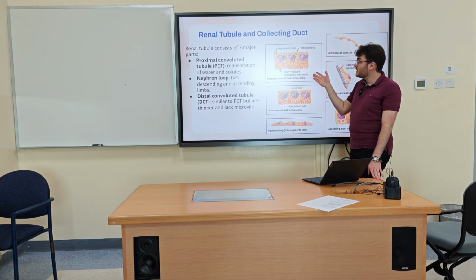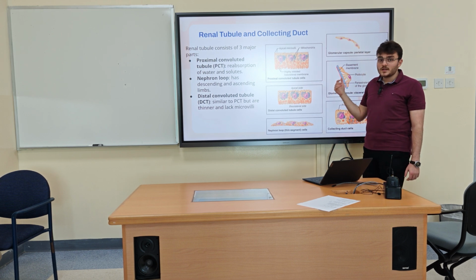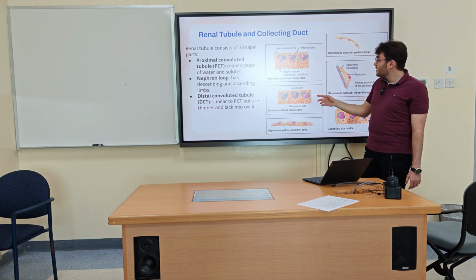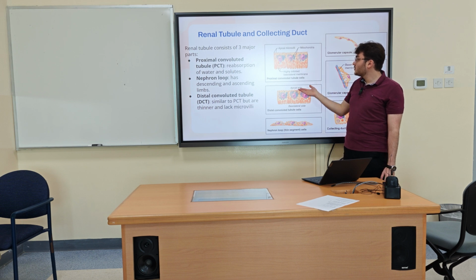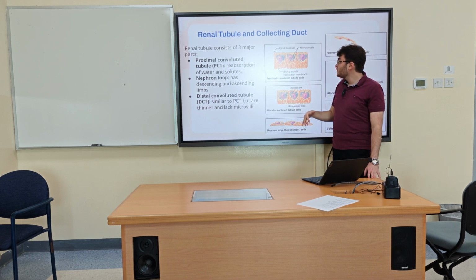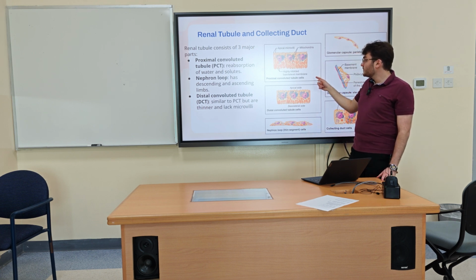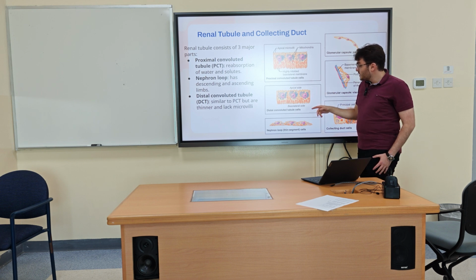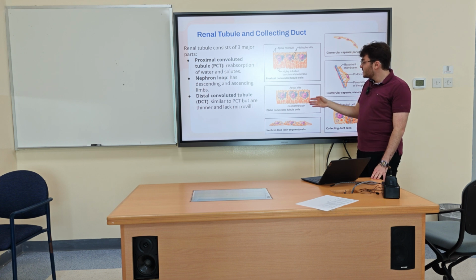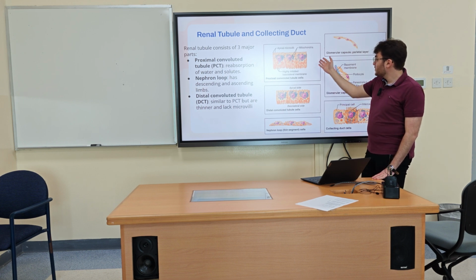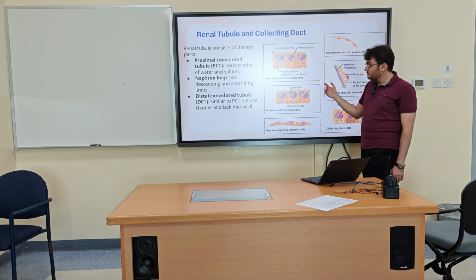Here are the cells found in the proximal convoluted tubules. Their epithelium is cuboidal. They have a lot of mitochondria. They have a lot of microvilli forming a brush border for reabsorption mainly. So it plays a major role in reabsorption of water and solutes. And the distal convoluted tubule also has a lot of mitochondria, but not as many as the proximal convoluted tubule cells. It also has some microvilli, but not as many.